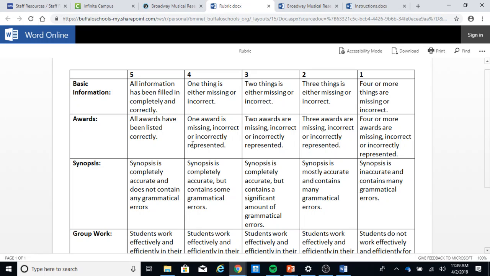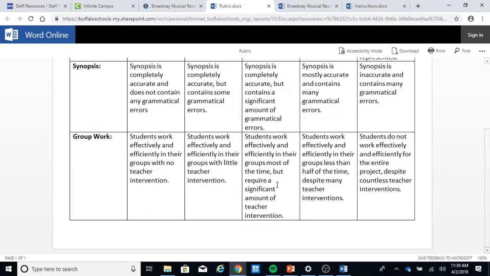This grade is huge. Okay? Group work is a big part of it. Each one of these sections is worth 25 out of those 100 points. So if you don't work in a group, you can choose not to work in a group, but the best you're going to get is a 75%. One of the requirements is to work in a group.